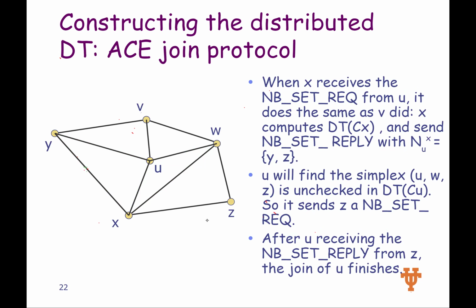When X receives a neighbor set request from U, X does similar things to what V did just now. So X will include U into its neighbor set, and X will calculate its local DT, which looks like the red one. By the way, X doesn't know V and W, okay? So X will reply to U, saying, now you have two new neighbors from my perspective, which are Y and Z.